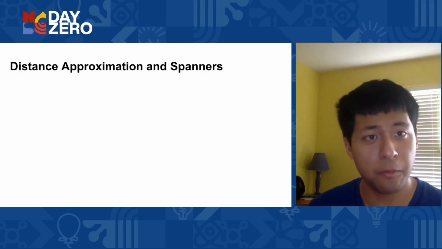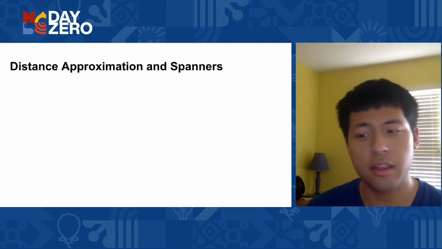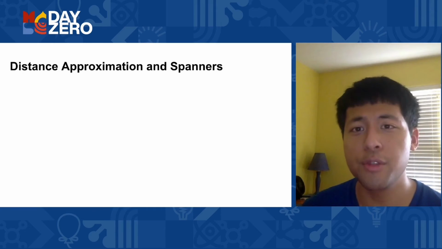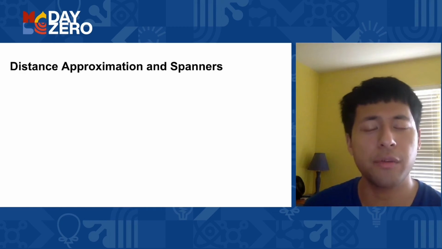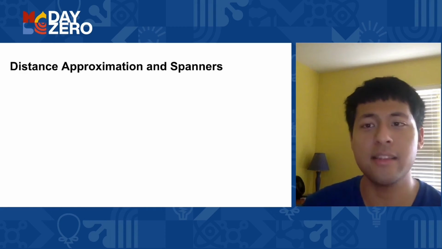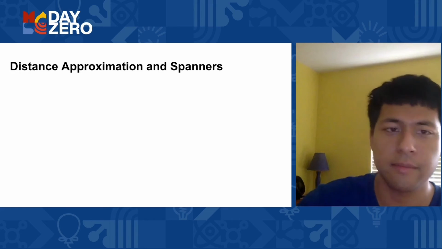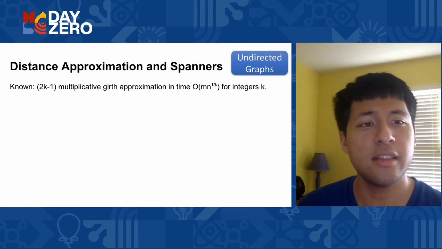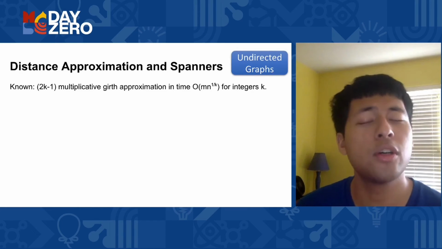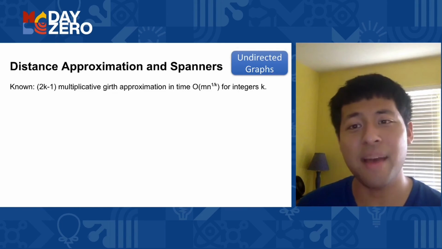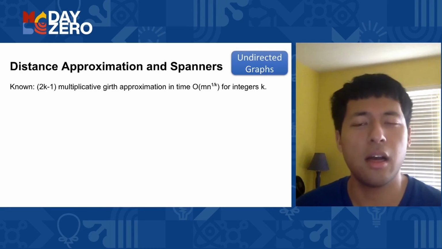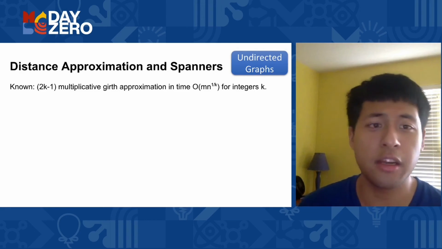An object that's very helpful in approximating the girth is called spanners. Those spanners are very much like Hopsets in that they're a combinatorial object that is very useful for distance problems on graphs, or problems that have to do with shortest paths, distances, reachability, things like that. So in undirected graphs, there's an algorithm known that gives a 2k-1 girth approximation in time mn to the 1 over k. So if I want a constant approximation, I can have my runtime be as close to linear as I want.